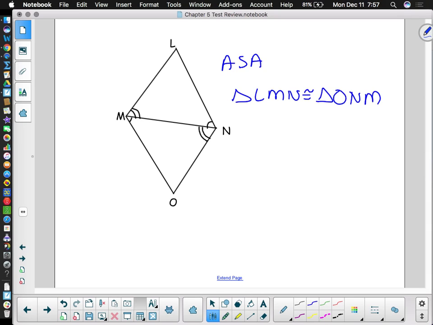So a lot of the shortcut stuff we do and a lot of the triangle congruence stuff we do isn't full-on proof, is it? It's just identify the shortcut, give the corresponding order. So we don't do everything with full-on proofs.